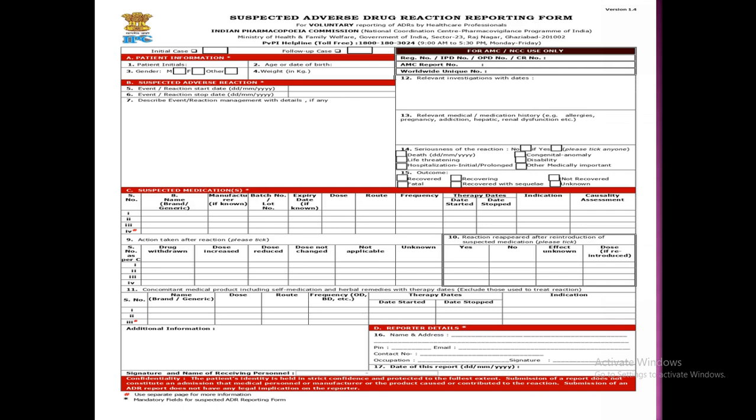Then this is the suspected adverse drug reaction reporting form from CDSCO, Central Drugs Standard Control Organization. So here in red you can see patient information is required, suspected adverse drug reaction, suspected medications, then reporter details. These are the important fields of information required.